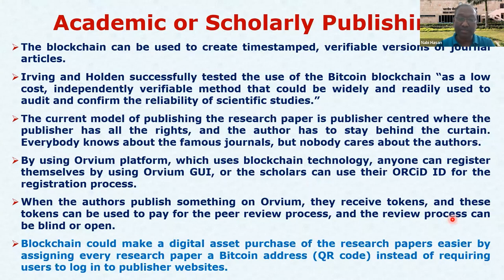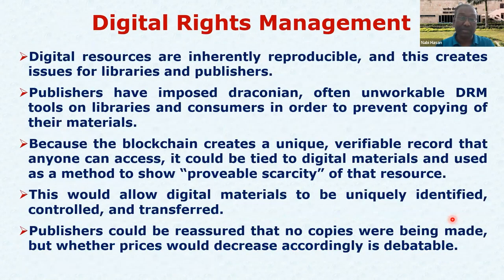So blockchain could make a digital asset purchase of the research papers easier by assigning every research paper a Bitcoin address, that could be a QR code as well, instead of requiring users to log in to a publisher website. Then for DRM, it is very useful. Digital resources are inherently reproducible, and this creates issues for libraries and publishers. So publishers are always worried and they are imposing draconian laws, which are generally not workable for libraries and consumers. With the help of blockchain, we can create a unique verifiable record that anyone can access.